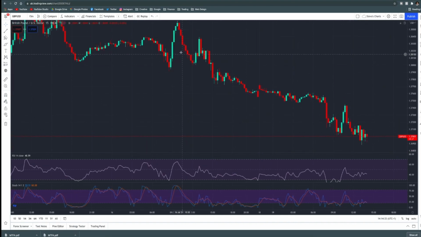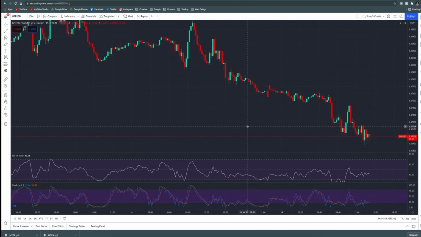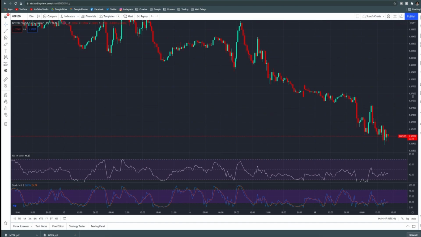Now, on a 15-minute, we can see that there is a big trend on this GBP USD. We've got a big trend in a downward momentum. Now we're getting a bit of a consolidation appearing here on the 15 minutes, but we don't know our levels. We don't know where the support and resistance levels are. We don't know what's going on.